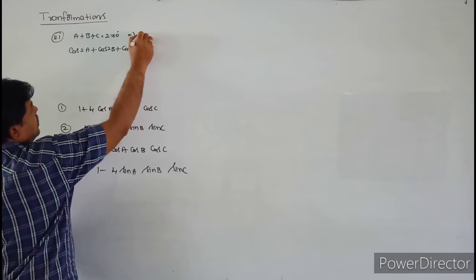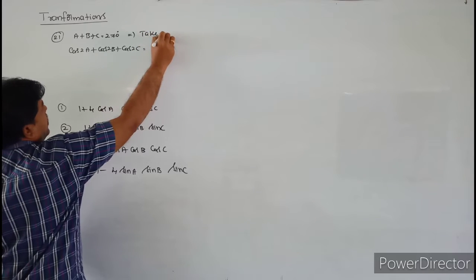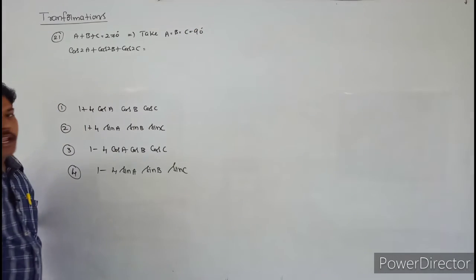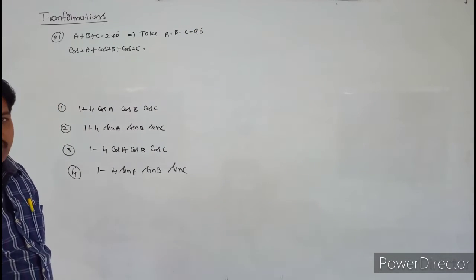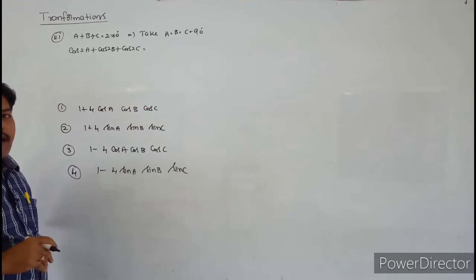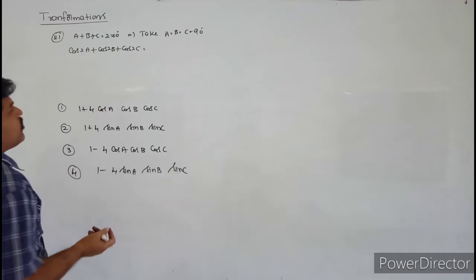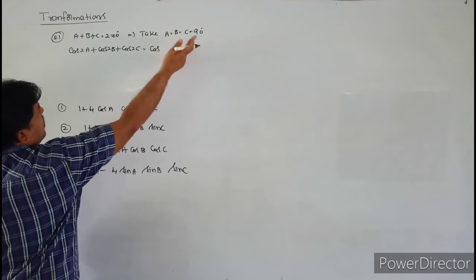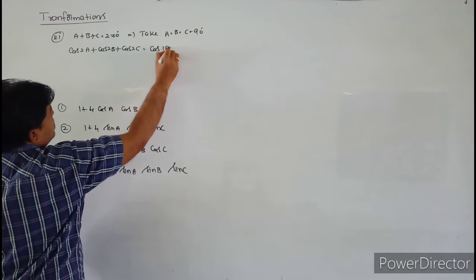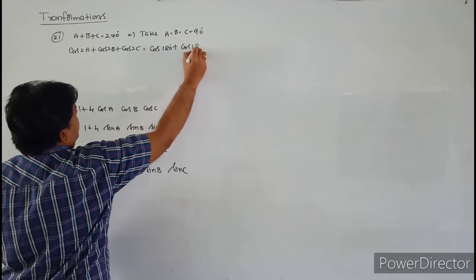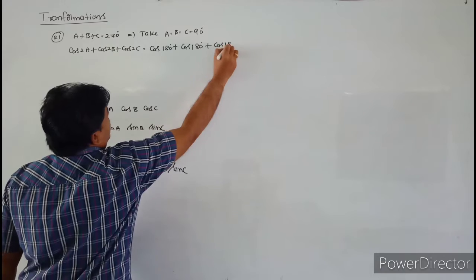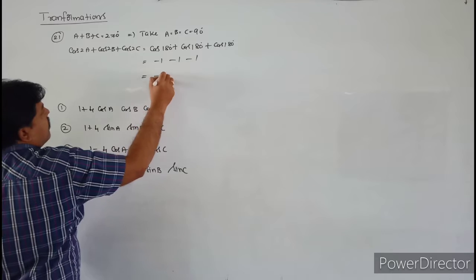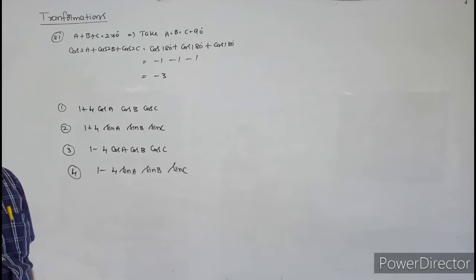I will take A is equal to B is equal to C is equal to 90 degrees. Why? Because if A equals B equals C, every angle will become 90 degrees only. Substitute these values here, students. So cos 2A, with A equal to 90, is cos 180 degrees, plus cos 180 degrees, plus cos 180 degrees. Cos 180 is minus 1, minus 1, minus 1. So the answer will become minus 3.